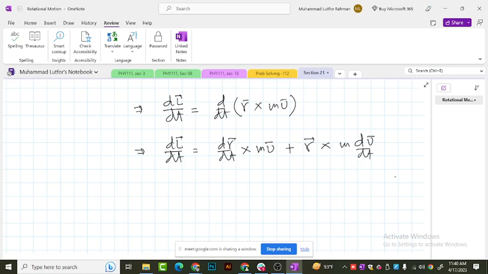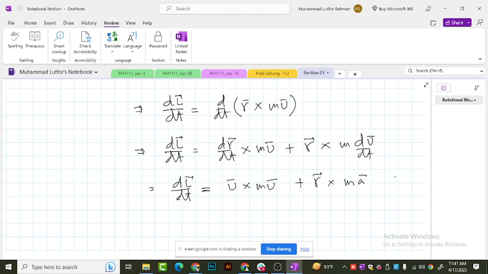In this case, what will dr over dt give me? Rate of change of position with respect to time. What will it give you? Velocity. Yes, velocity. This will be velocity, v, into mv, plus r into, this one will give you acceleration. Rate of change of velocity with respect to time, it should be acceleration.